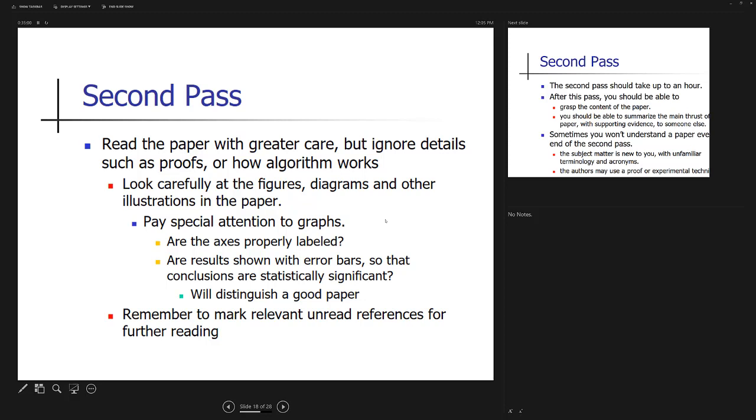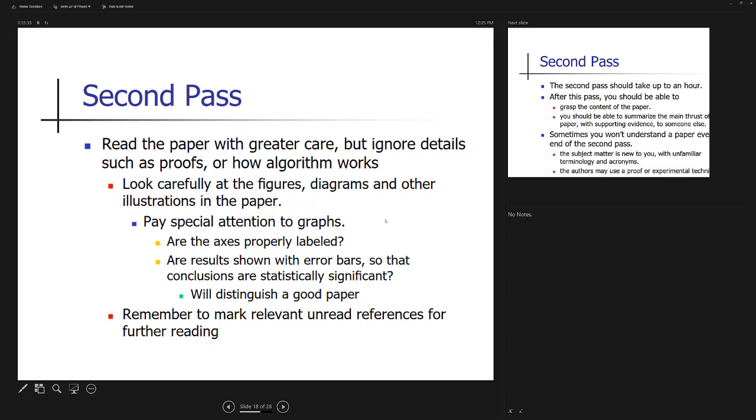So in the second pass, read the paper with greater care but ignore details such as proofs or how the algorithm works. Do not tense yourself with how this equation has been solved. How did he come up with this equation? How did he come up with this model? How is this algorithm working? What is meant by these signs and symbols? Okay, wait. Just go through the details carefully so that you can understand the crux of the paper.